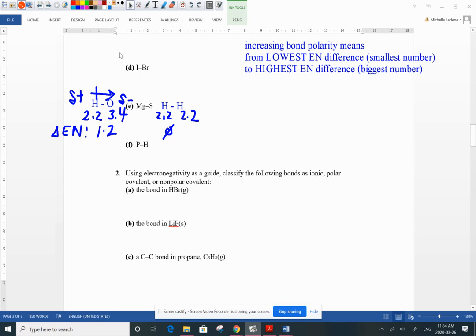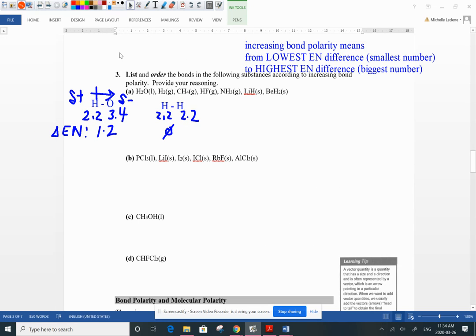Okay, so next page, there are some questions that ask you to list and order the bonds according to increasing bond polarity. That means you have to look at each of these molecules and determine the difference in electronegativity. Then you're ranking them from the lowest electronegativity difference, the smallest number, to the highest electronegativity difference, the biggest number.